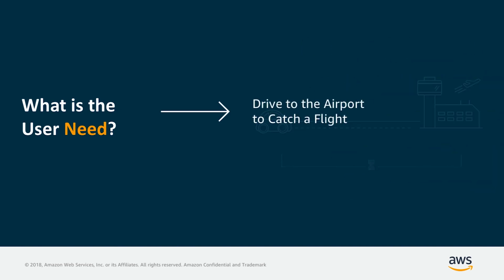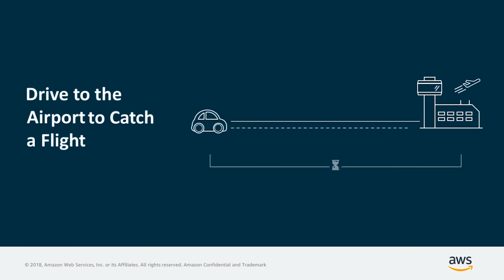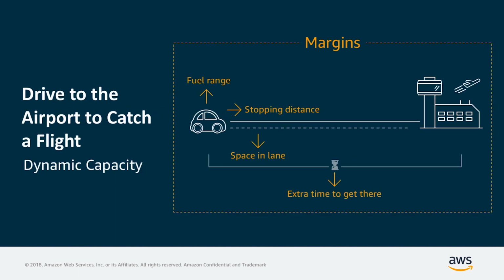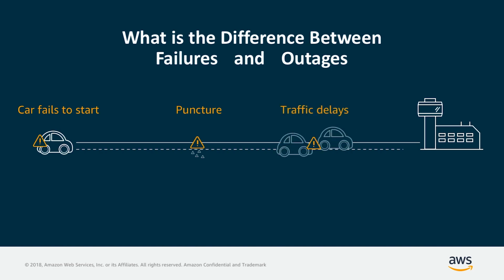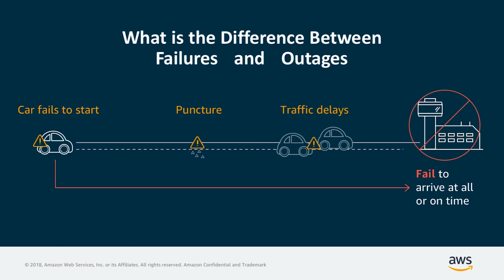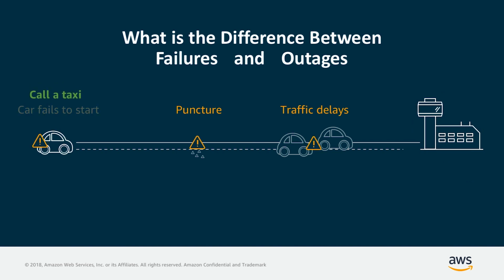Let's take an analogy of driving to the airport to catch a flight, something I do quite often. There's a dynamic capacity here, and there are margins. So I have a car, it has a certain amount of fuel range, it's got a certain stopping distance if I need to do an emergency stop, I need enough space in the lane, I need enough time to get there. But let's be a bit more specific, and let's actually look at the difference between failures and outages. I think this is an important distinction. Let's say my car fails to start, or on the way I get a puncture, I get stuck in traffic, I don't make it to the airport in time. Right? These things tend to happen if you go to the airport often enough.